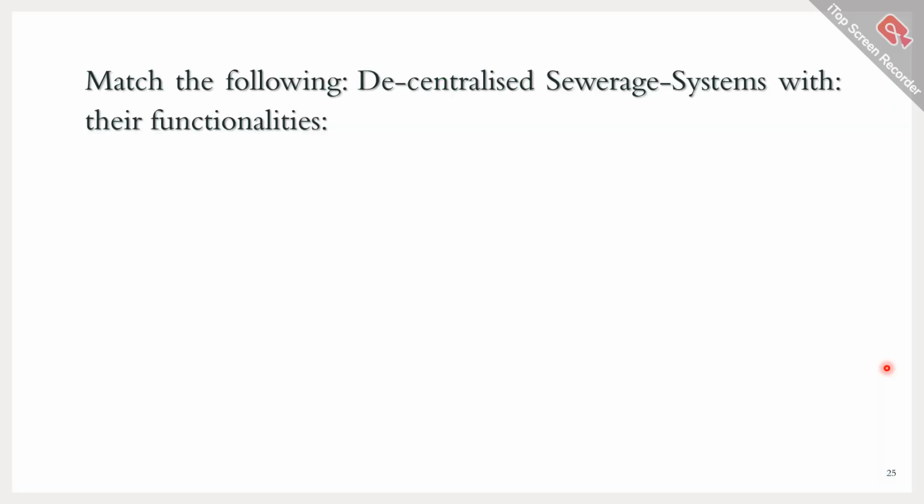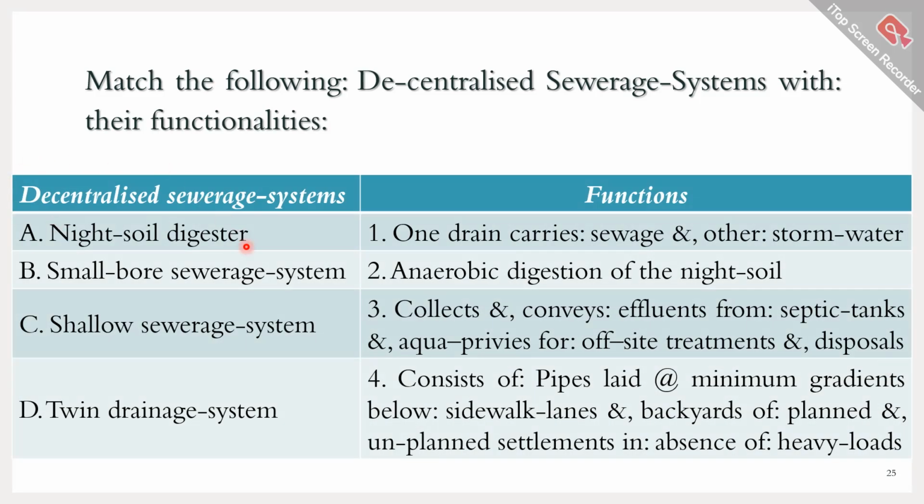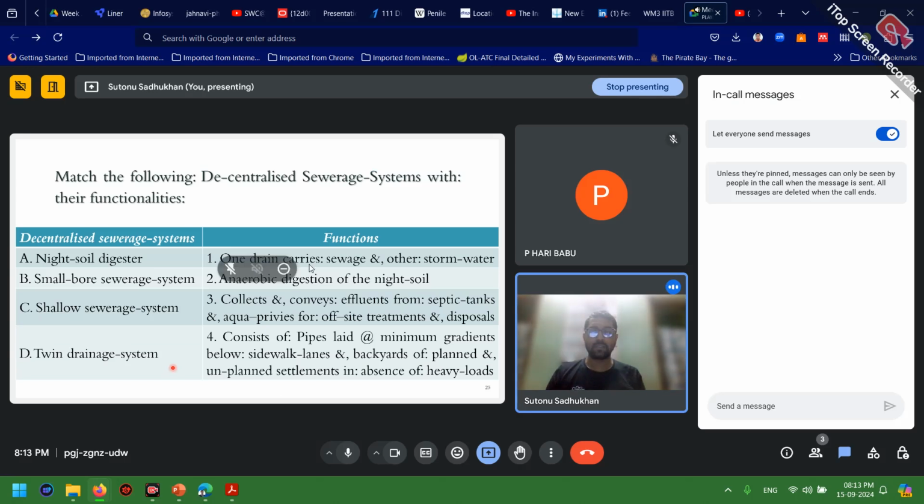Now we'll move on to our next column matching again. We have to match the following decentralized sewerage systems with their functionalities. In the left hand column, four different types of decentralized sewerage systems are given. The systems are A, night soil digester, B, small bore sewerage system, C, shallow sewerage system, and option D, twin drainage system. If you have watched Dr. Devapratim's lecture, then it should be obvious to you.